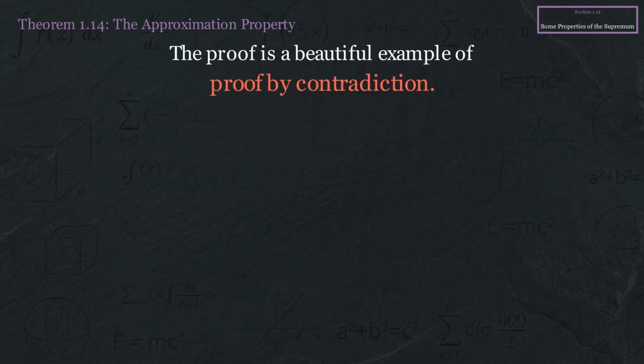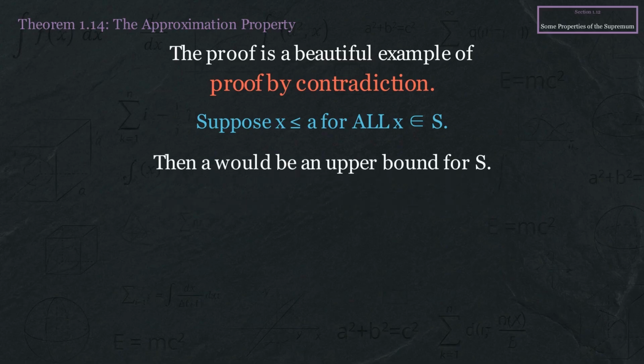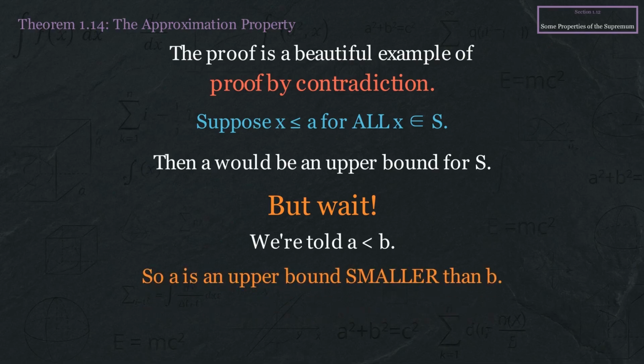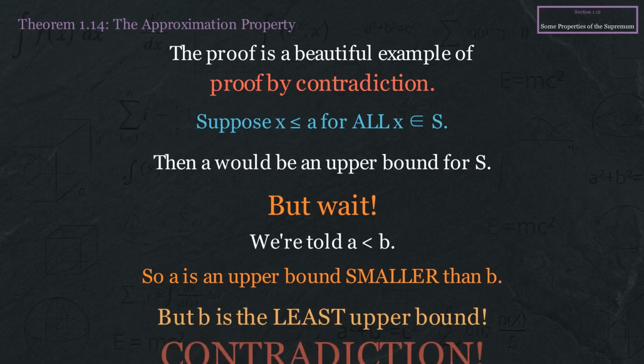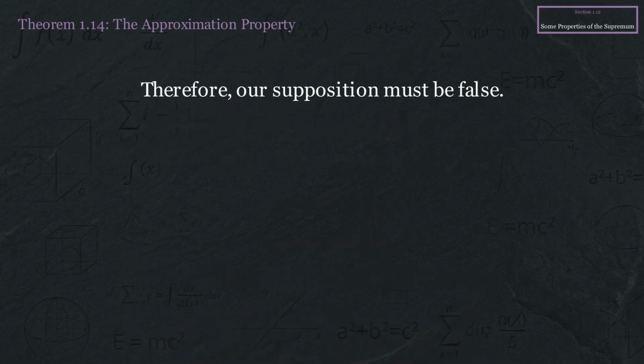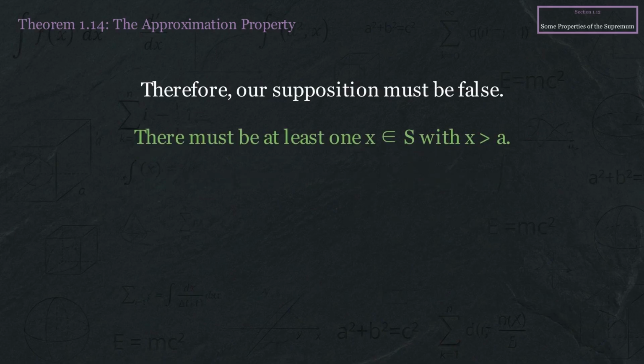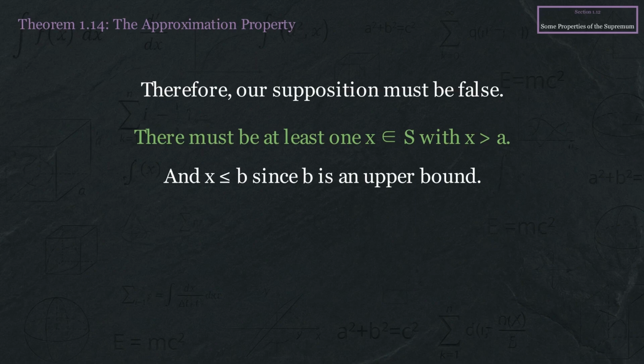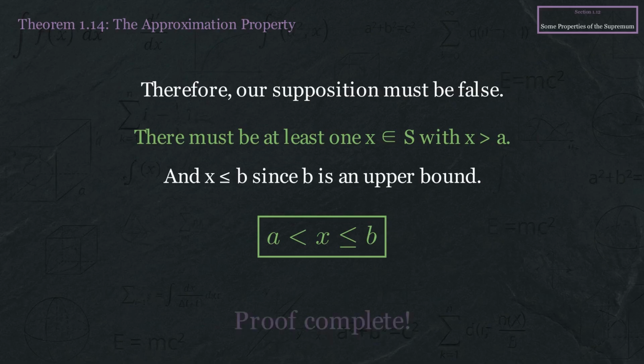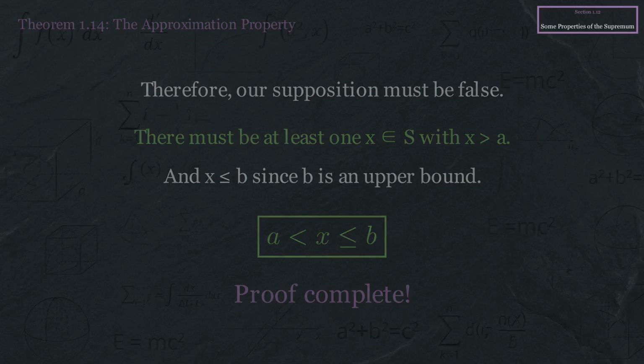The proof is a beautiful example of proof by contradiction. Suppose that x is less than or equal to a for all x in S. Then a would be an upper bound for S. But wait, we're told that a is less than b. So a is an upper bound for S that's smaller than b. But b is supposed to be the least upper bound. Contradiction. Therefore, our supposition must be false. There must be at least one x in S with x greater than a. And of course, x is less than or equal to b since b is an upper bound. So a is less than x, which is less than or equal to b. Proof complete.